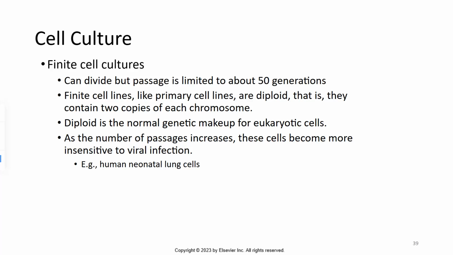Finite cell cultures can divide, but passage is limited to about 50 generations. Finite cell lines, like primary cell lines, are diploid. That is, they contain 2 copies of each chromosome. Diploid is the genetic makeup for eukaryotic cells. As the number of passages increases, the cells become more insensitive to viral infection.